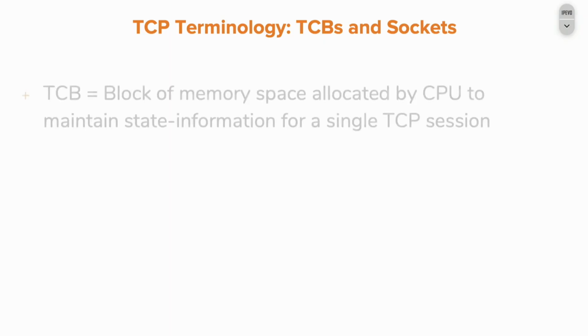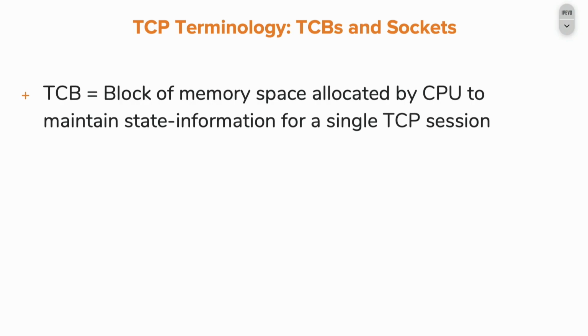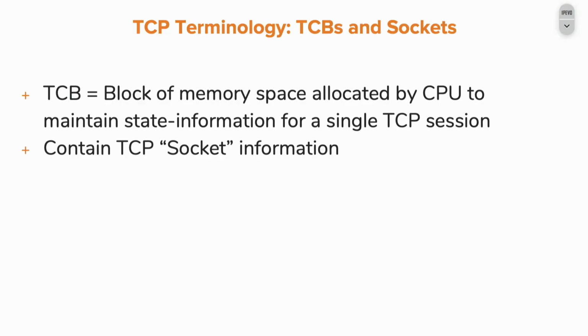So what is a TCB? It stands for transmission control block. Like this says here, this is a block of memory space allocated by a CPU to maintain state information for a single TCP session. In that TCB, a big part of it is TCP socket information. Okay, so what is in a transmission control block?